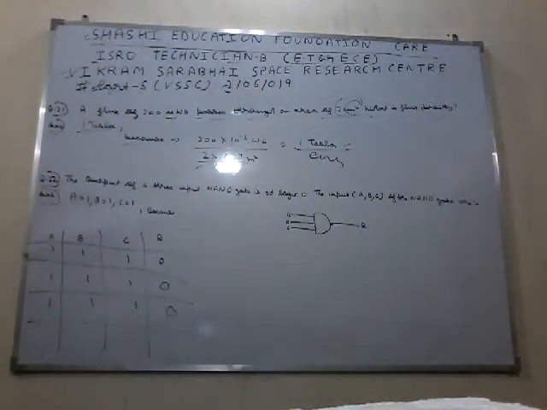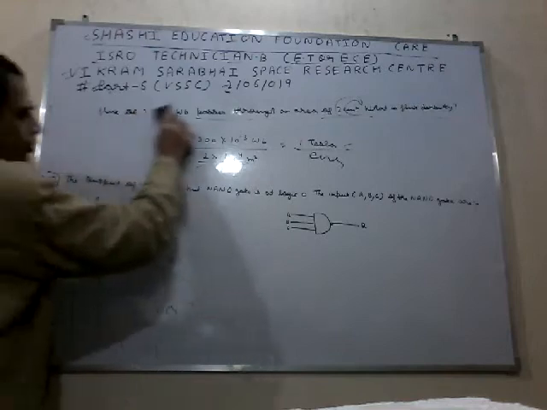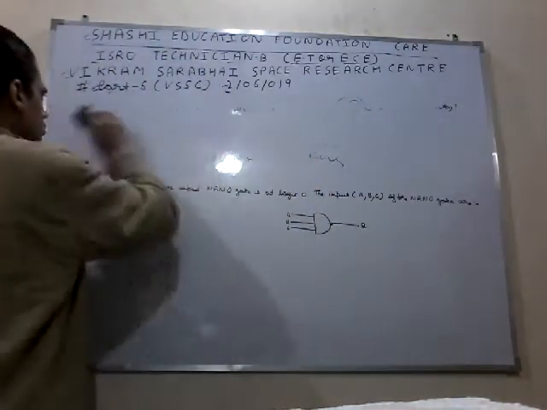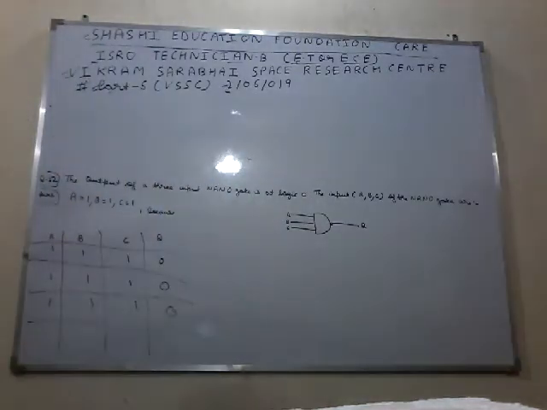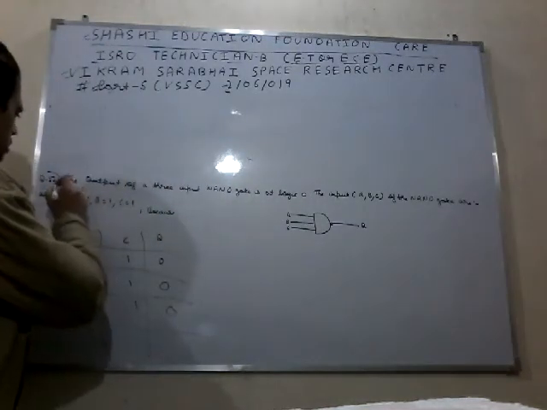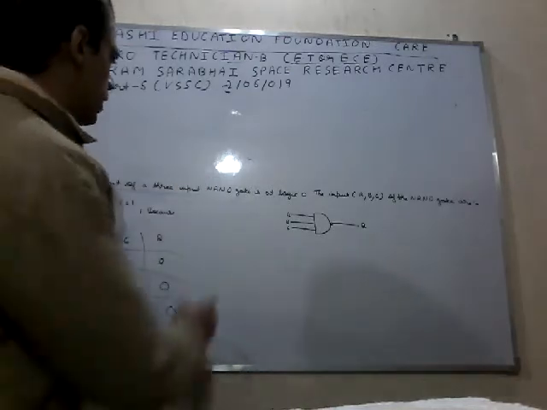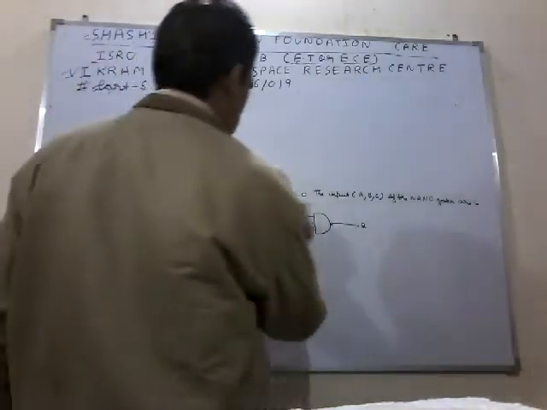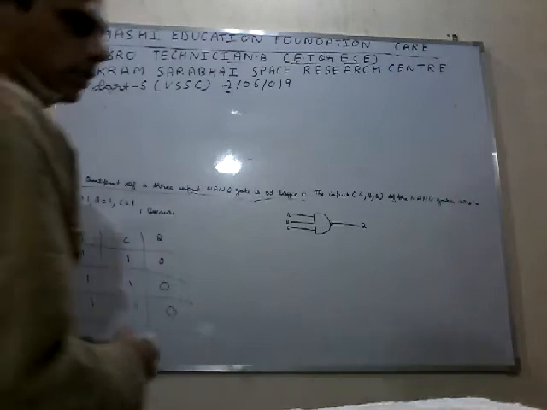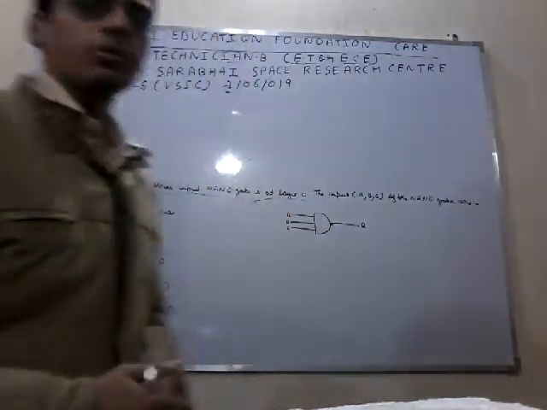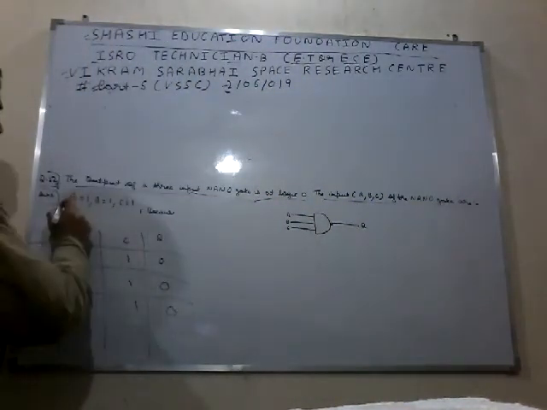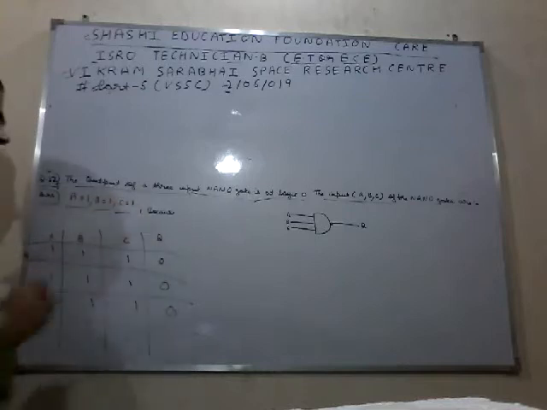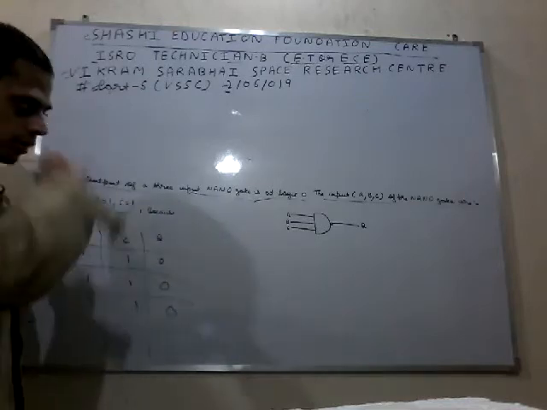Question number 22: the output of a 3-input NAND gate is at logic 0, meaning the output is 0. What is the input of A, B, C of the NAND gate? The answer is A equals 1, B equals 1, C equals 1, as I told you.